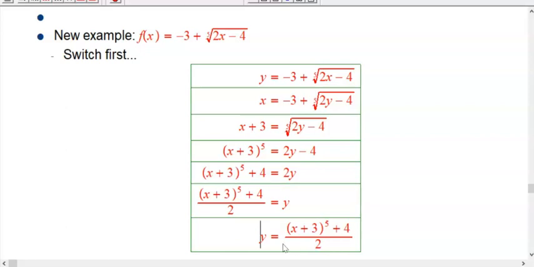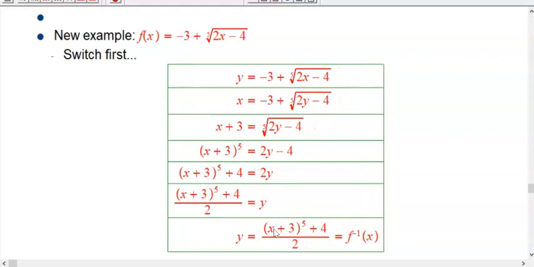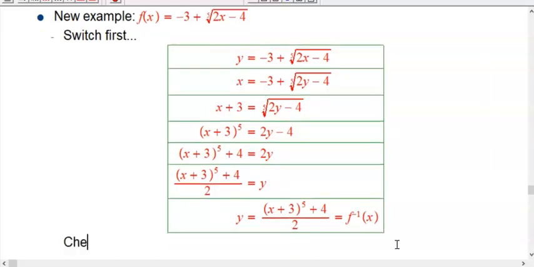And there we go. There's our new formula. That's the formula for the inverse. And it's already using the standard variable x as its input because we've made sure to switch the letters right away. Okay. So we could do the double check.